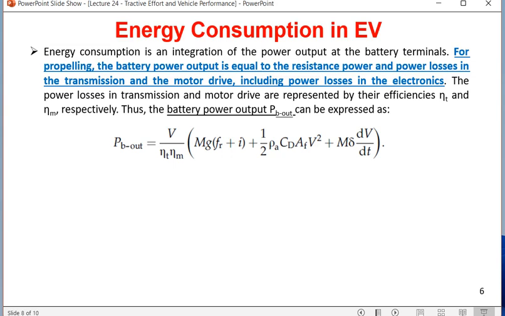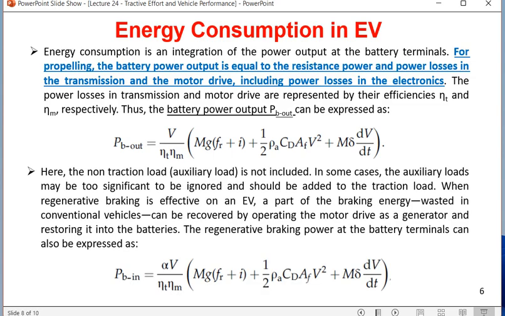So eta t is nothing but the transmission efficiency, eta m is nothing but the motor drive efficiency. So these two are there, represented by their efficiencies eta t and eta m respectively. Thus the battery power output PB out can be expressed as PB out = V divided by eta t eta m, times (m g f r plus 1/2 rho A C_D A_f V squared plus m delta dV/dt).